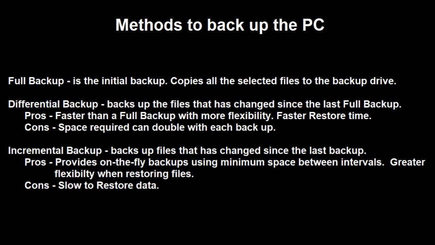The third method is an incremental backup. This method backs up the files that have changed since the last backup, whether it was a full backup or an incremental backup. It's much quicker as less data is backed up between intervals, allowing you to back up your files as much as every hour. This method also allows you to choose various versions of a file that you are trying to restore.